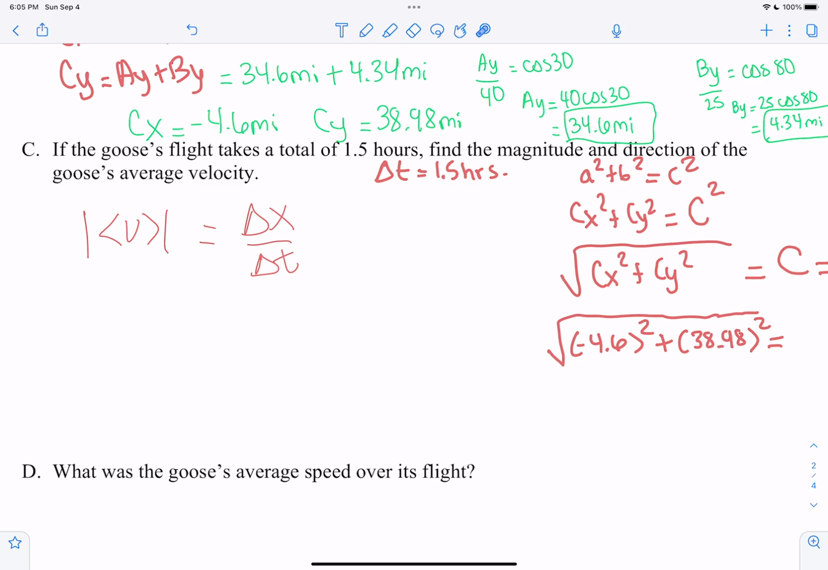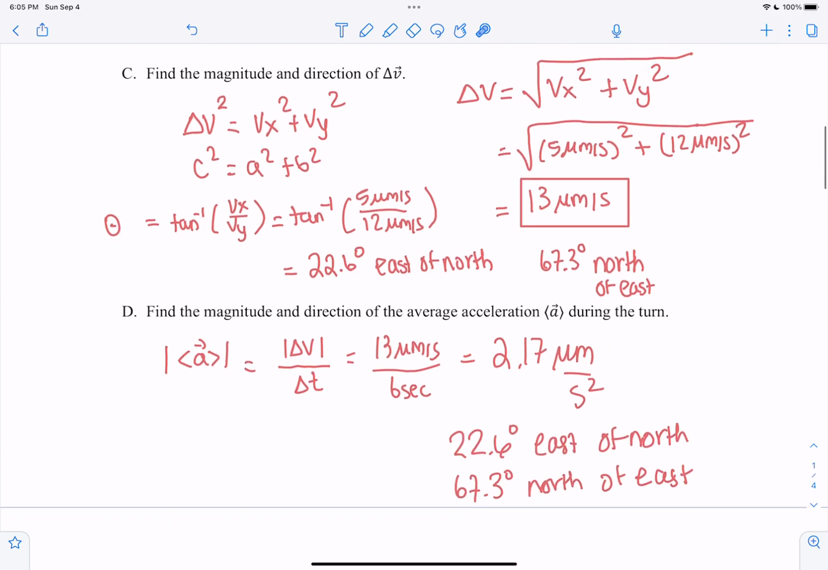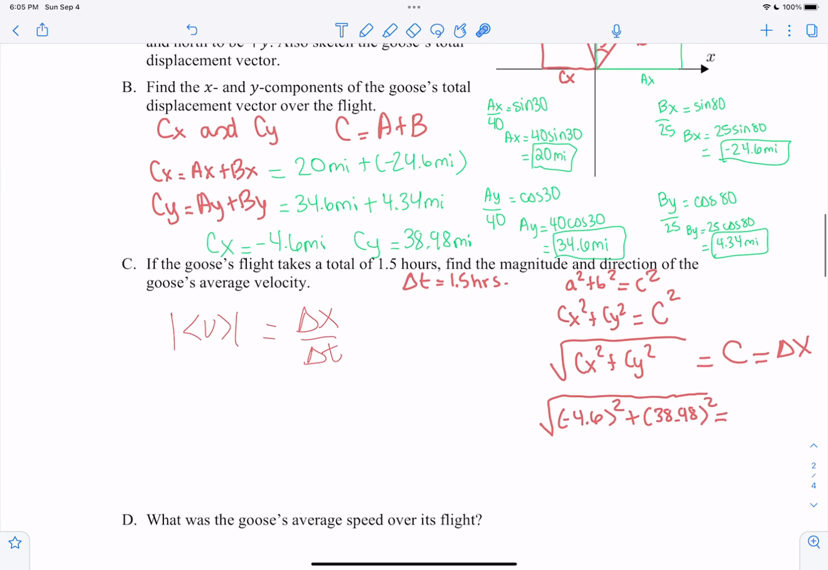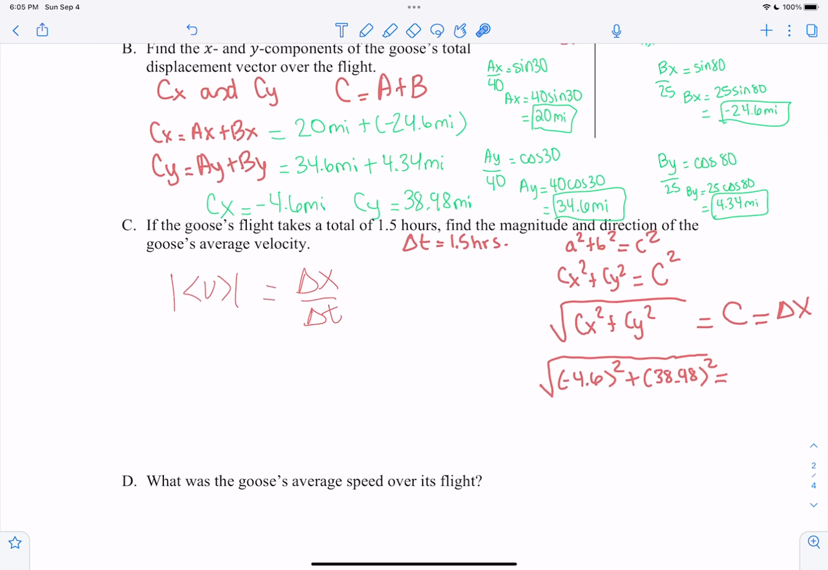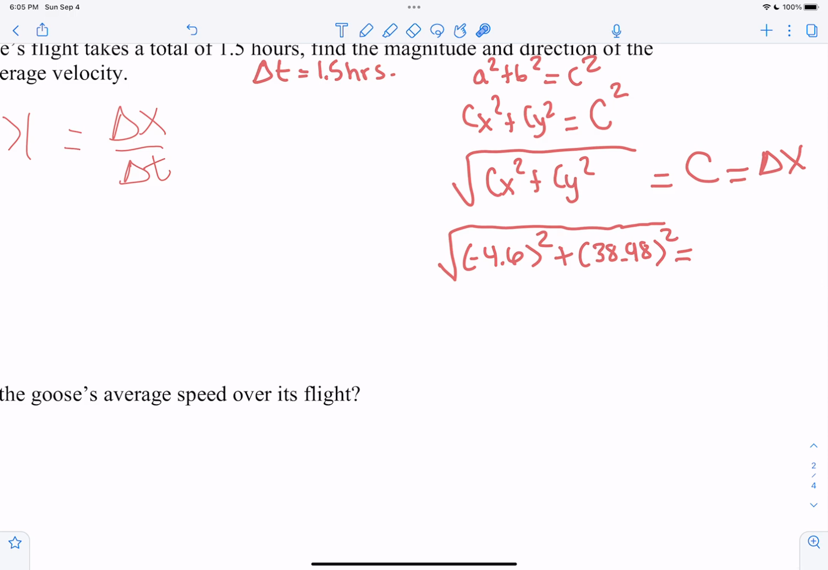The direction, as usual with the previous problem as well, is going to be indicated with an angle and some kind of cardinal direction: east of north, north of east, whatever it is. So that being said, for delta x, what did you guys get?